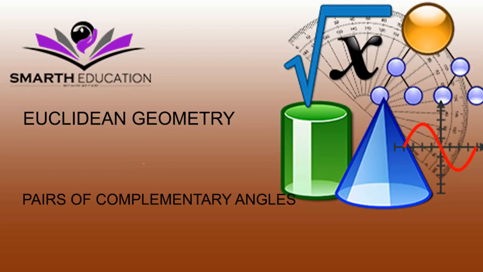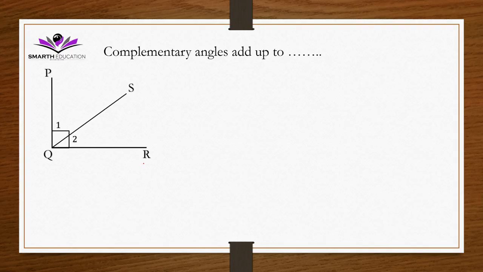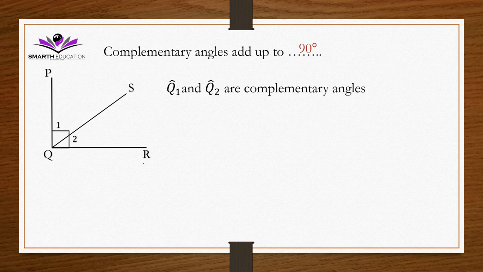Hello everyone, let's do our lesson on pairs of complementary angles. What do we know about complementary angles? Complementary angles add up to 90 degrees. Like here we have angle Q1 and angle Q2. These two angles are complementary because they add up to 90 degrees.